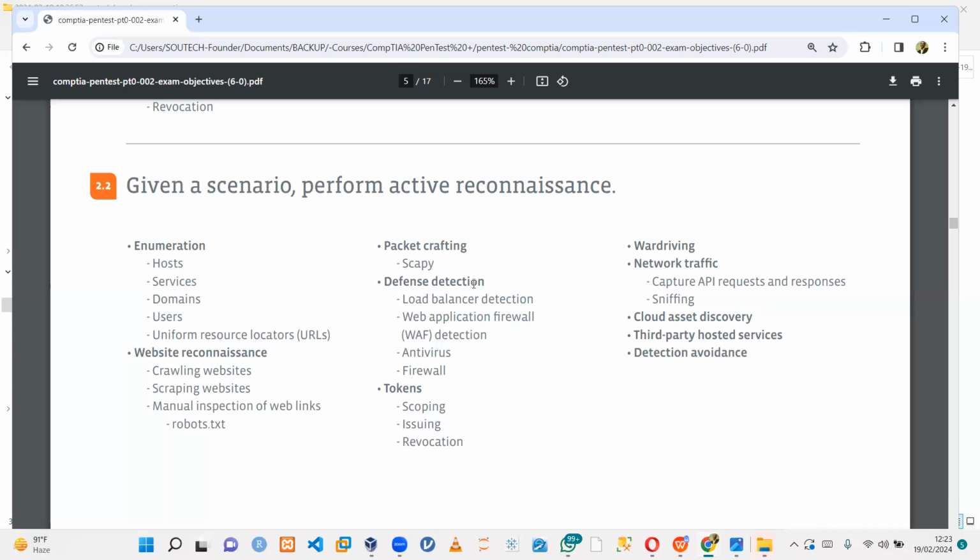Can we do defense detection? Can we detect if this application has a firewall? Because if it has a firewall, if it's behind a load balancer, maybe they have a WAF, it might be difficult, and our approach needs to be adapted.